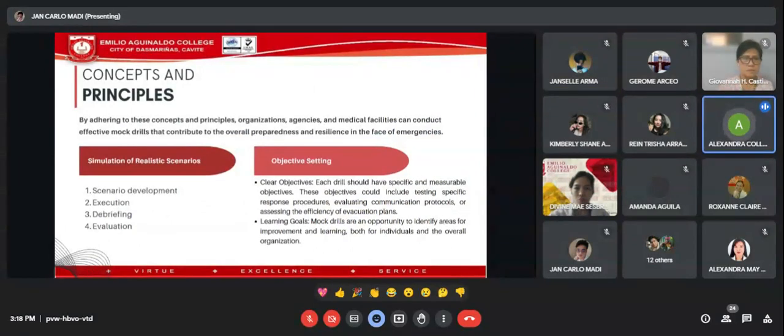So here we have the concepts and principles of mock drills. By learning this, dito po natin ma-incorporate o magagawa yung mga effective mock drills natin. So, ang concept po ng mock drills ay it is a simulation of realistic scenario. So basically, may ginagawa tayong scenario, tapos ayun yung ifa-follow natin, and then yung dapat natin gawin during that scenario. So ayun po yung nangyayari during a mock drill.